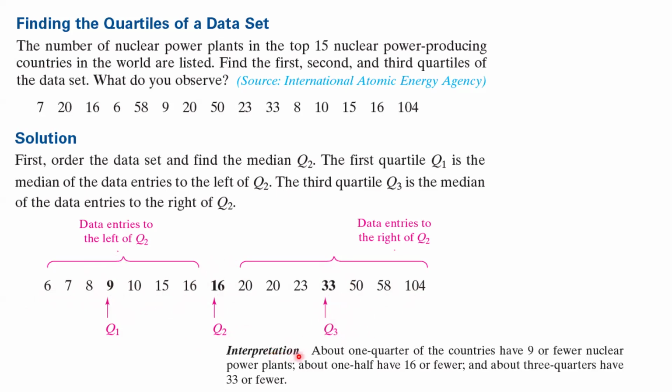What is the interpretation here? About 1/4 of the countries have 9 or fewer nuclear power plants. About 1/2 have 16 or fewer, and about 3/4 have 33 or fewer. Let me show you how to use a calculator to find these quartiles.